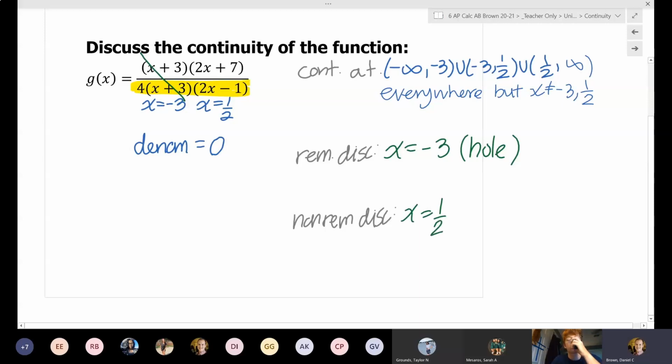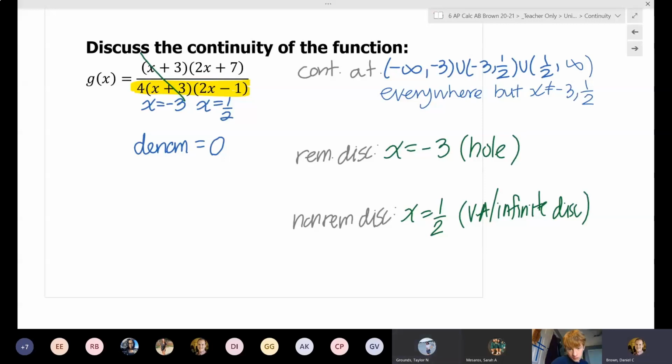When things are left over in the denominator and don't cancel, then they are vertical asymptotes, which we now know we can also call an infinite discontinuity, which is a type of non-removable discontinuity. Questions on that one? So if it doesn't cancel out to create a hole, it's automatically non-removable. Correct, because it will always be a vertical asymptote.